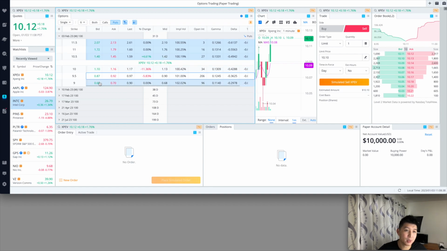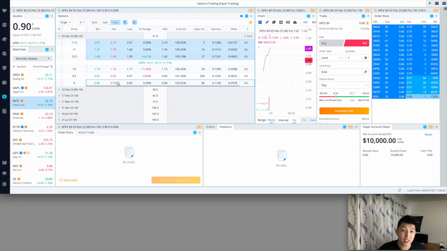So right now XPeng is trading around $10.11 or $10.12. I'll shoot for a strike of $9, and during the expiration in 31 days, if it doesn't hit $9 or below, then I don't get assigned and I don't have to buy it, and I just collect the premium up front.